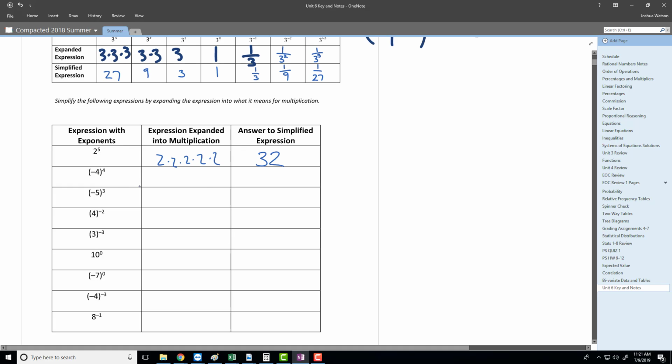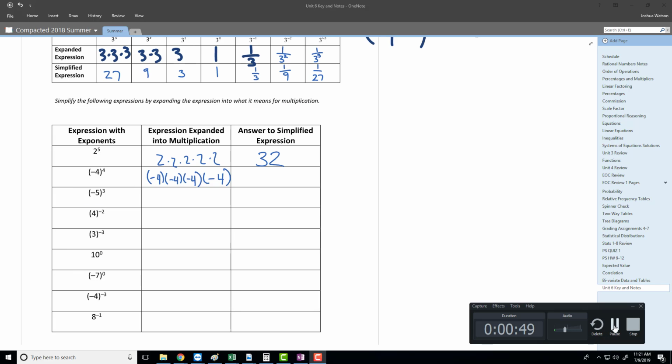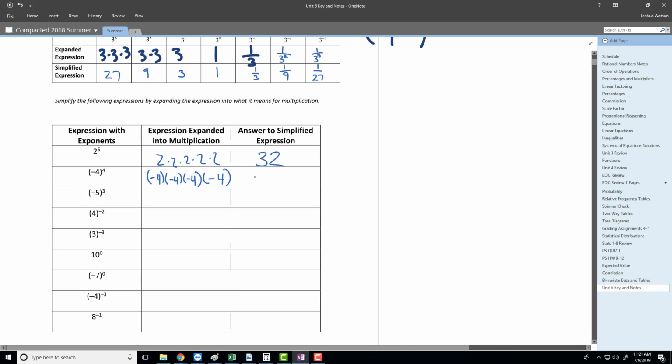Now we're going to do this one. This says the stuff in parentheses is going to be multiplied by itself 4 times. So this is negative 4 times negative 4 times negative 4 times negative 4. Negative 4 times negative 4 is positive 16, and negative 4 times negative 4 is positive 16, and 16 times itself is 256.